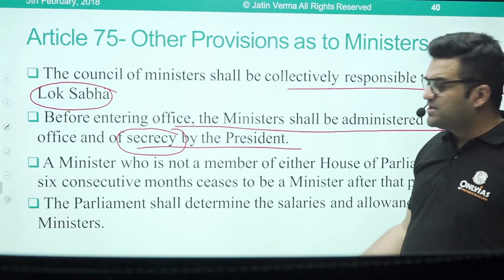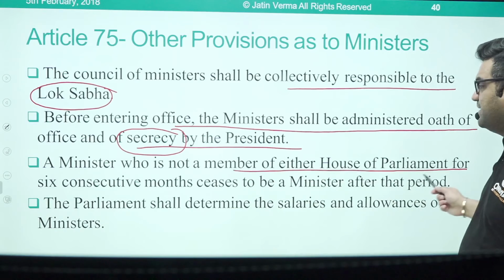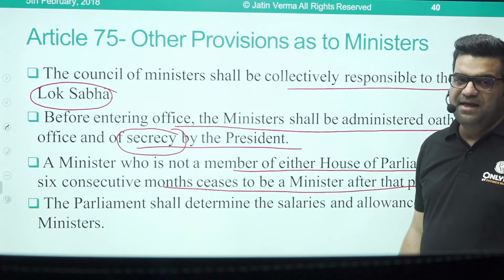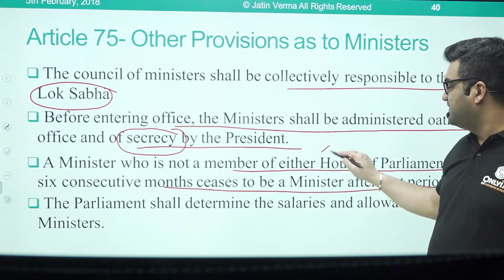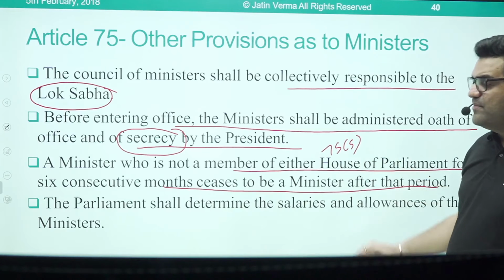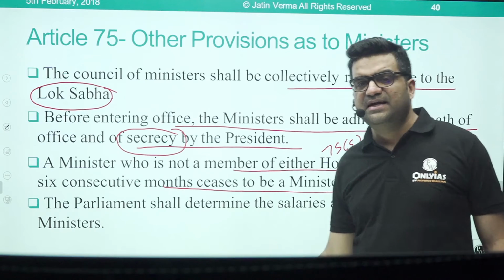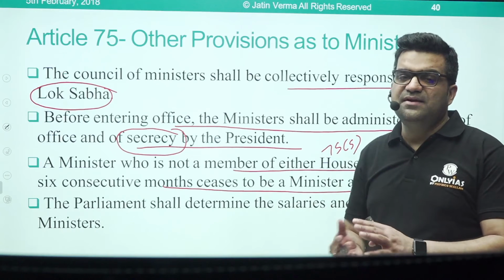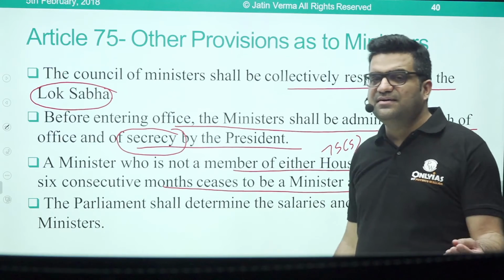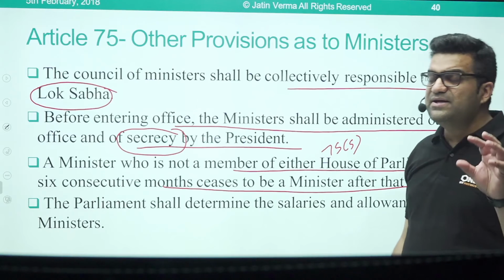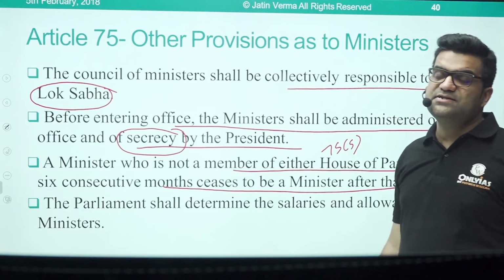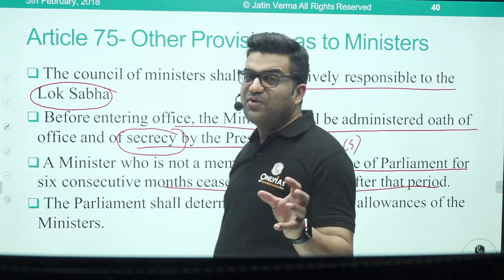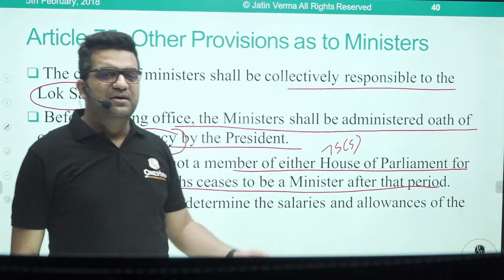A minister who is not a member of either house of the parliament for 6 consecutive months ceases to be a minister. This was given in Article 75 clause 5. But it has been interpreted in the reverse manner, that anybody who is not a member can also be a minister for at least 6 months. This is an irony, Sir, right? This is the problem. It has been twisted upside down.